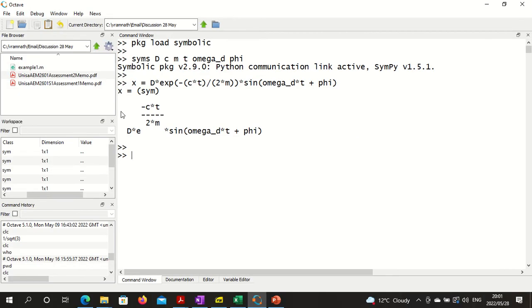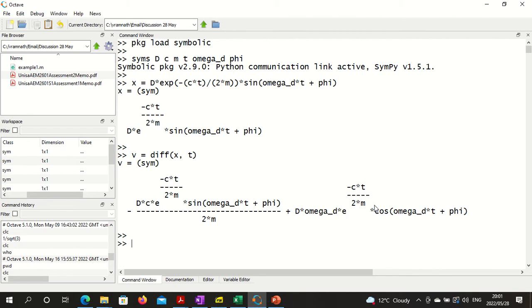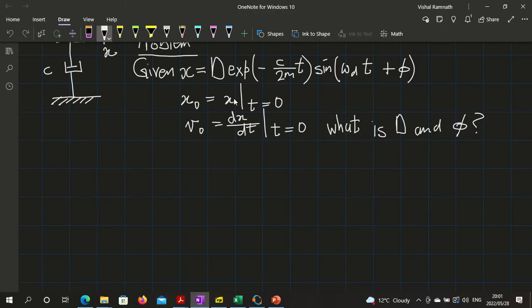Okay, let's work out the velocity. Derivative of x with respect to time. Create some symbols for x0 and v0. This is one equation. This is another equation.